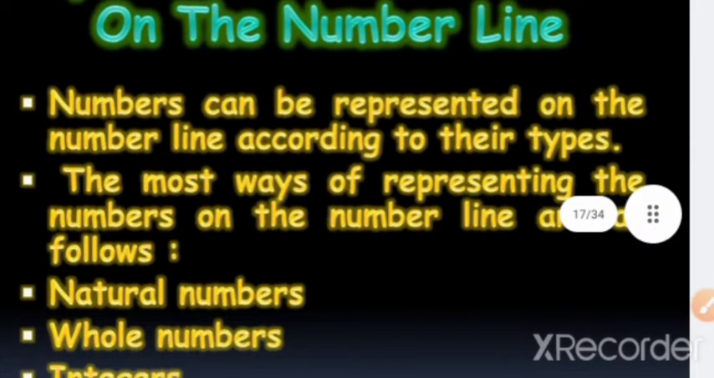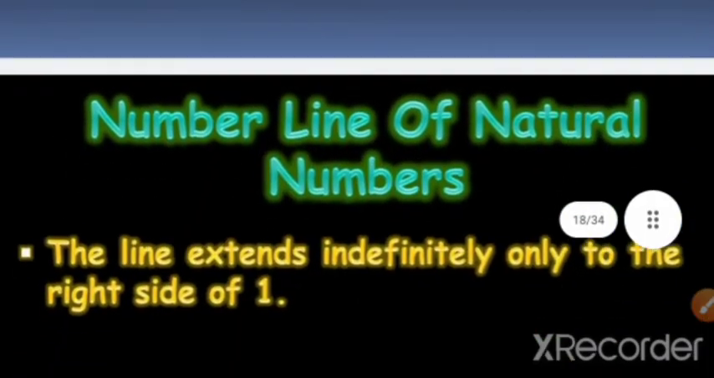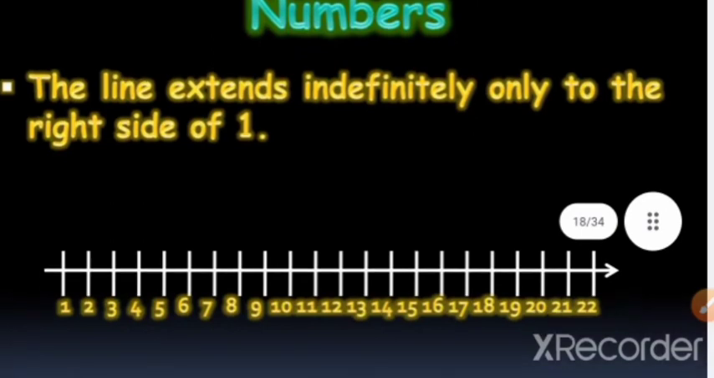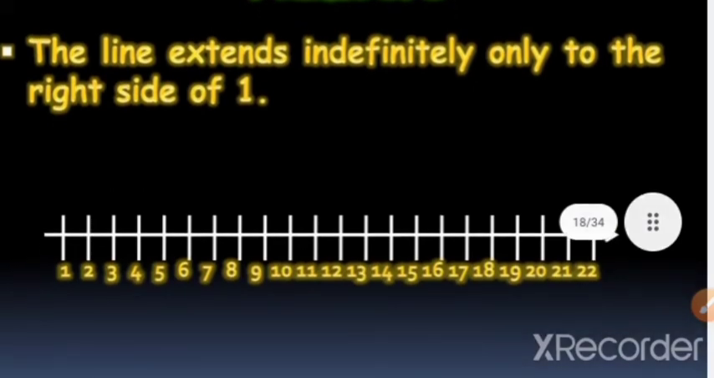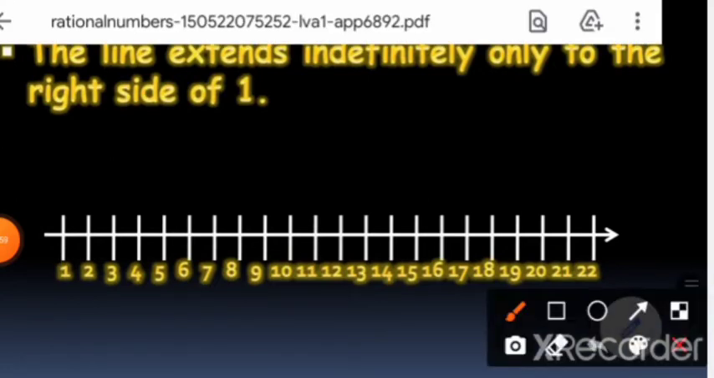Before discussing the number line representation of a rational number, let us first discuss how to represent natural numbers, whole numbers and integers on the number line. First, the number line representation of natural numbers. Natural numbers are 1 to infinity.